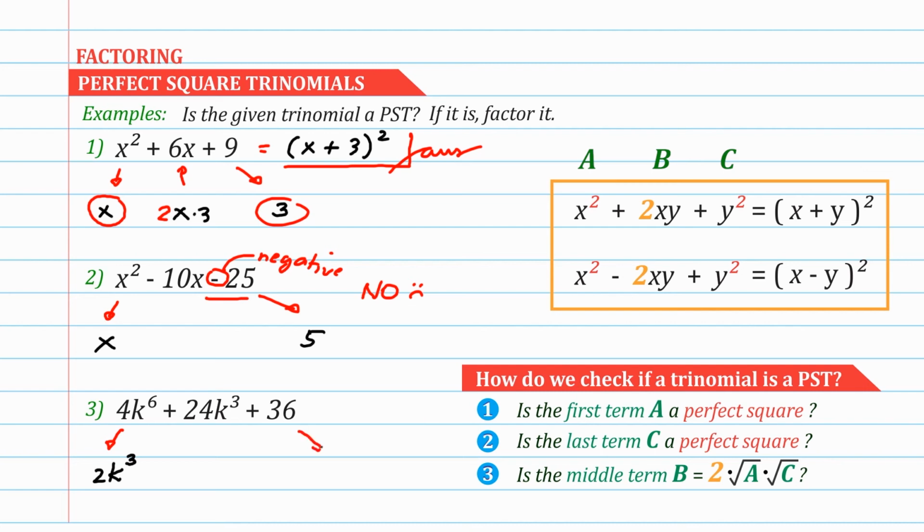Question number 2, is the last term C a perfect square? Natuto na tayo, positive dapat, correct, positive. But is 36 a perfect square? Yes, it is. The square root of that is 6. How about yung middle term?